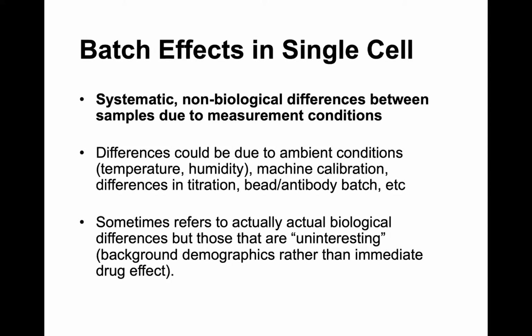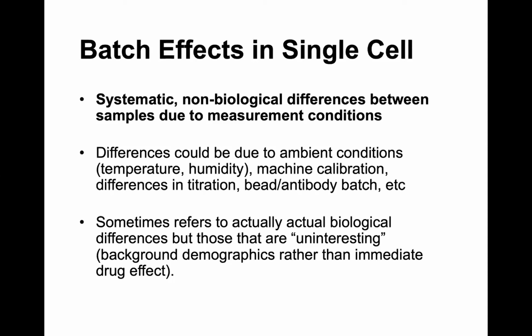Batch effects in single cell data, we think about as systematic, non-biological differences between samples due to measurement conditions. There's a lot of different reasons why that might happen, depending on exactly what measurement technology you're using. It could be that the actual ability for you to create cDNA libraries might be biased based off of the temperature or humidity of the sample preparation process. Maybe there's some problem with the way that cells are being captured in droplets in a 10x machine. If you're doing mass cytometry, if you have batch effects, a very likely culprit has something to do with calibration, antibodies, or the quality of the beads.